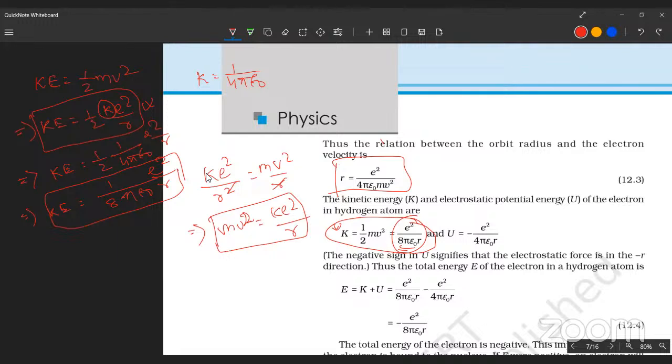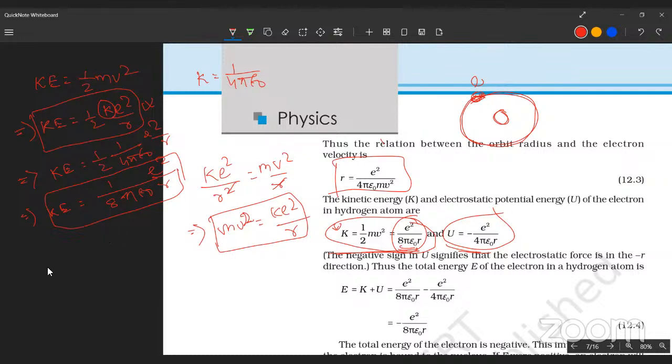So this is the kinetic energy we are getting. Now what is the potential energy? Whose potential energy are we finding out? Whose kinetic energy are we finding out? The electron that is revolving around the nucleus in an orbit. That electron's kinetic energy we found, and now that electron's potential energy we are finding out.